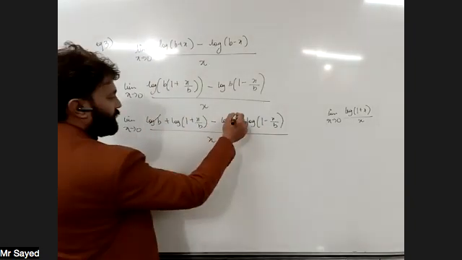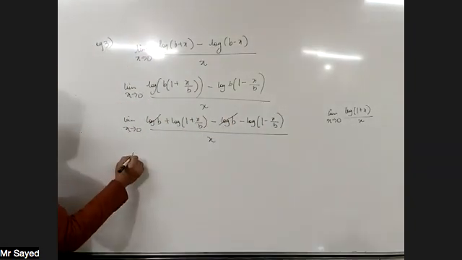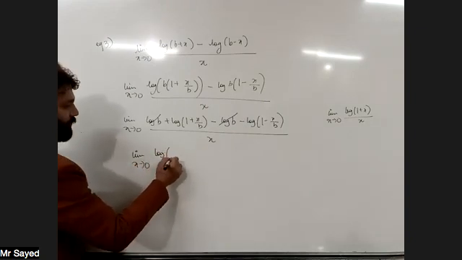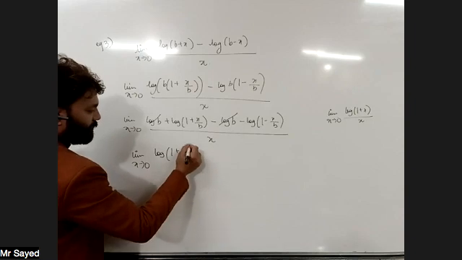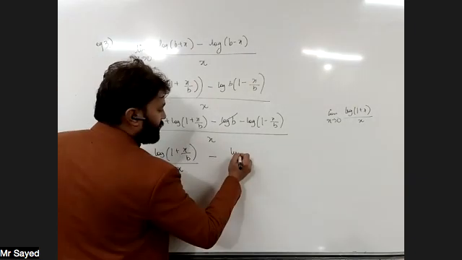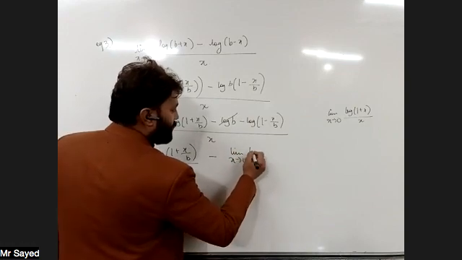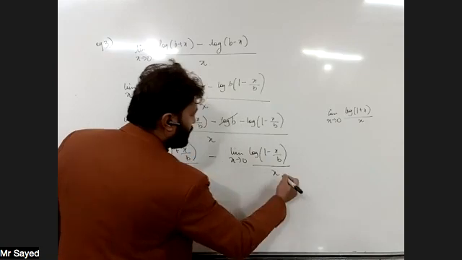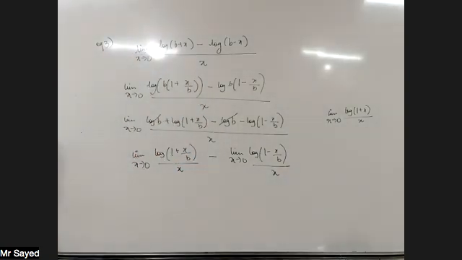Now this log b and this log b cancelled. Now we can distribute the limit. Limit x tending to 0, log (1 plus x upon b) whole upon x, minus limit x tending to 0, log (1 minus x upon b) whole upon x. We have distributed the limit.